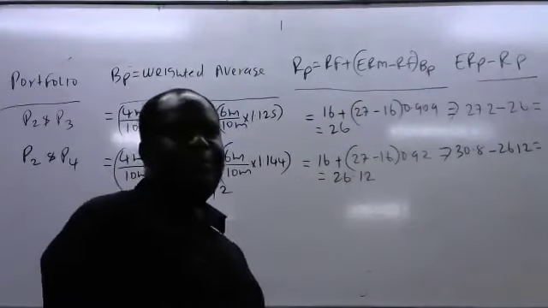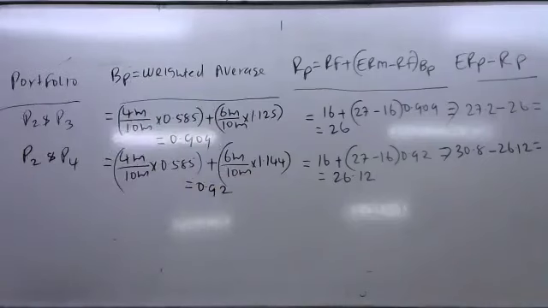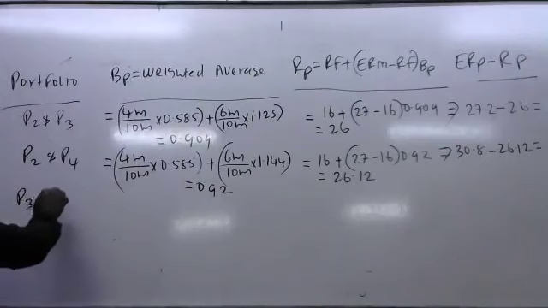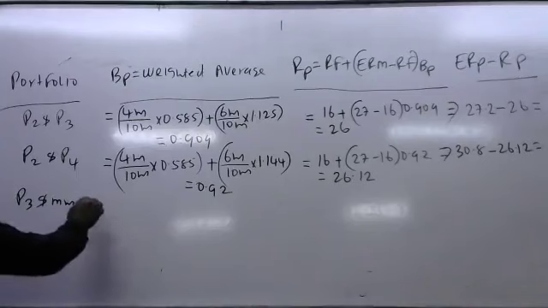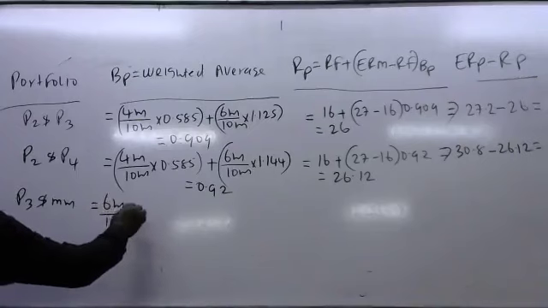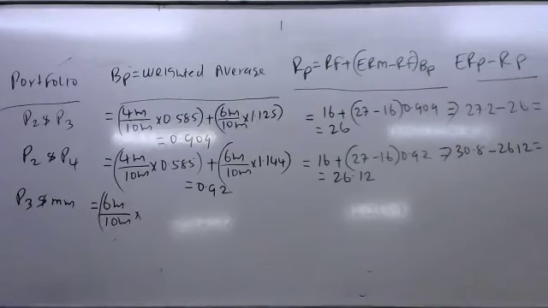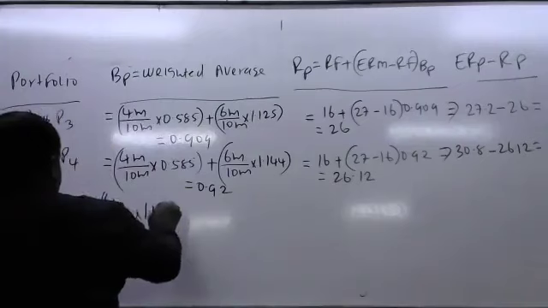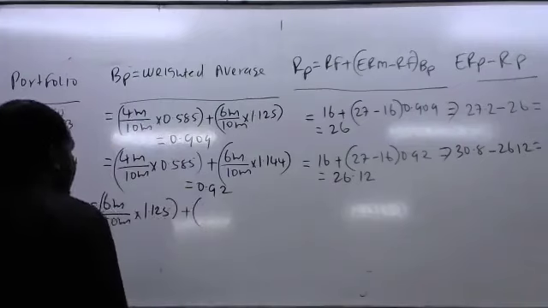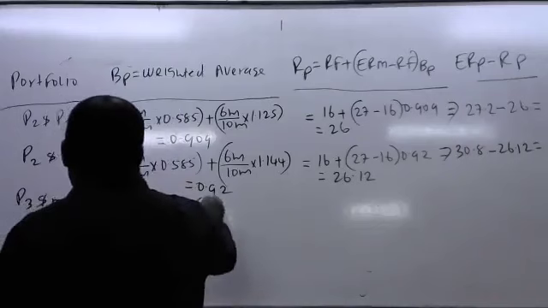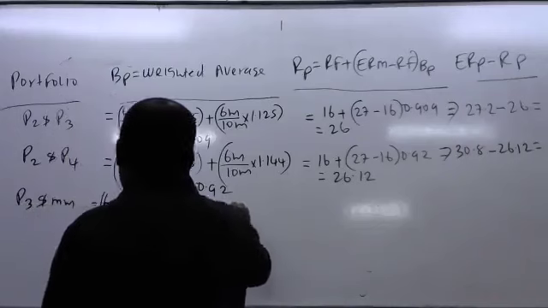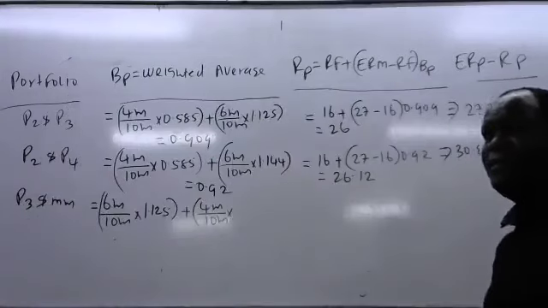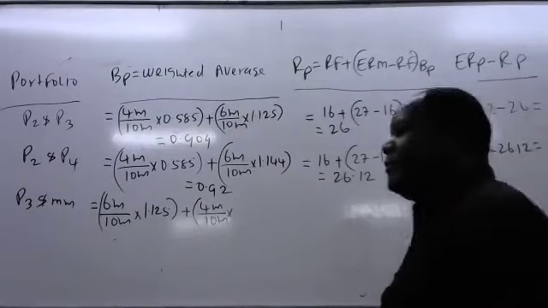The next one was which combination? Projects 3 and the money market. So project 3 was 6 million divided by 10 million. So the beta factor for project 3 is 1.125. Then now we also add the 4 million divided by 10 million. So what was the beta factor for the money market? 0.2.